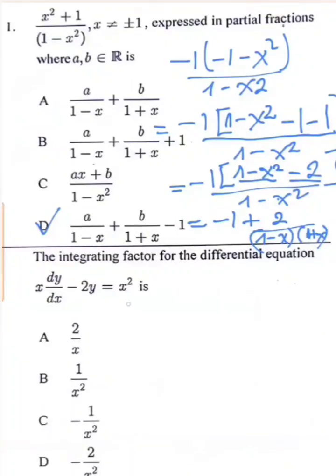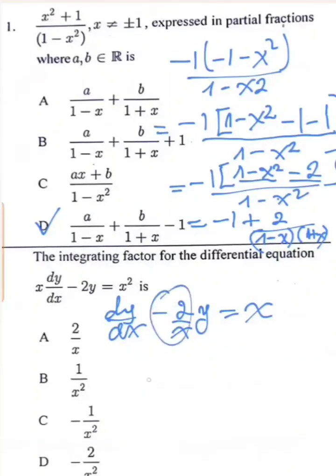In the second question, the integrating factor for the differential equation x dy dx minus 2y equals x squared is, and we have these options. So in this situation, we start by dividing through by x, so that we put the differential equation in the standard form, which is supposed to be dy dx minus 2 over x, y equals x. So the strategy here is to divide through by the coefficient of dy dx, so that the coefficient should be unity, and it puts the differential equation in standard form.